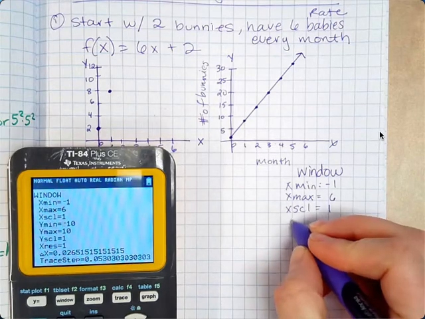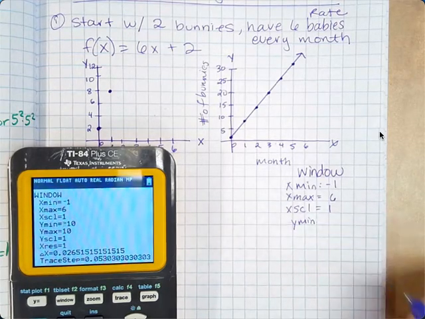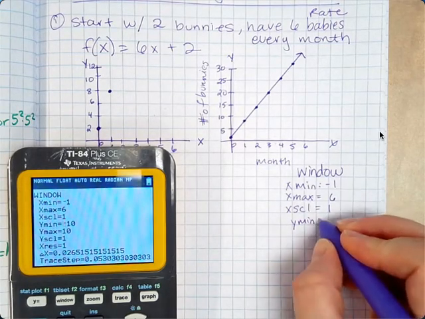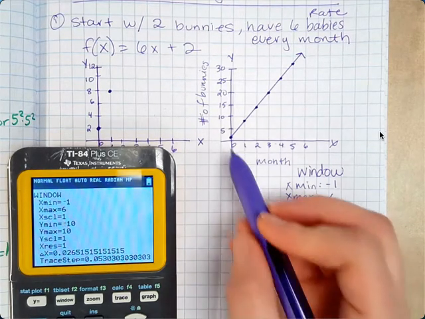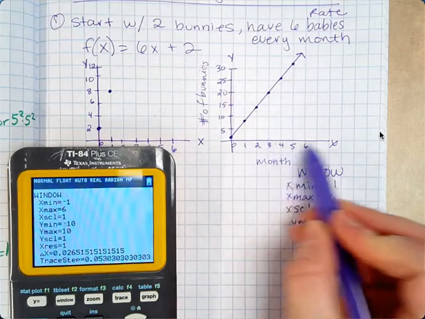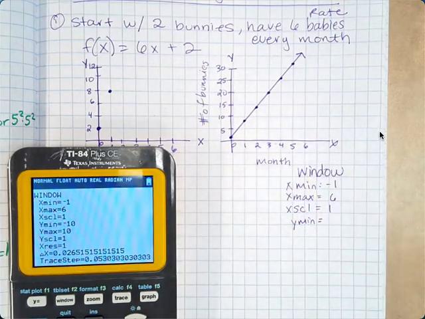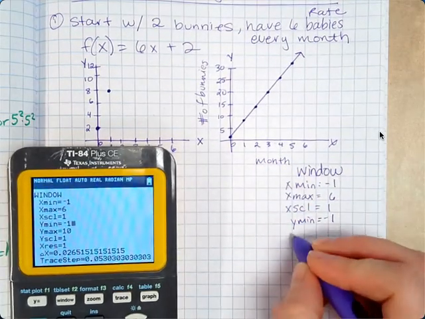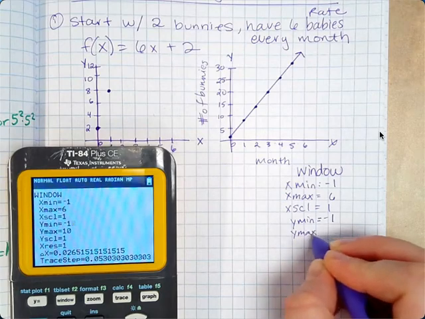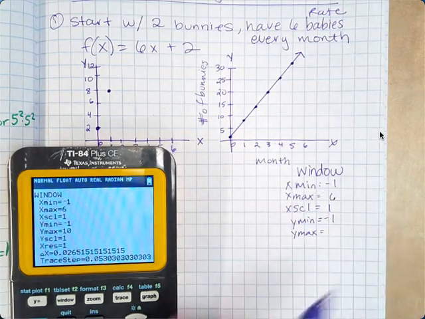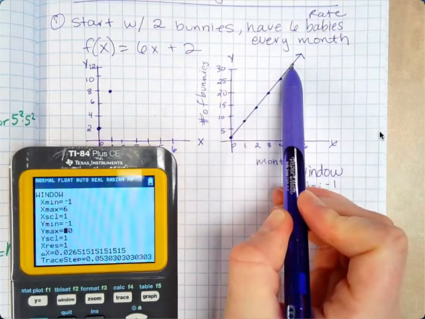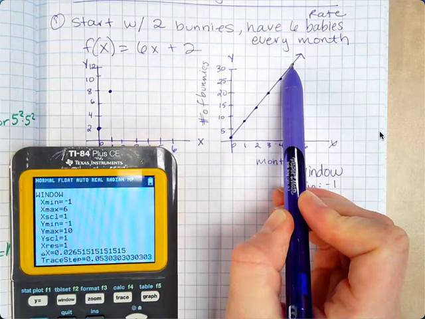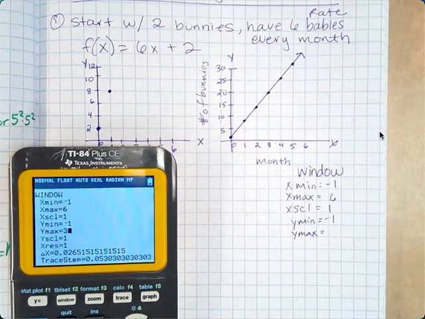Okay, now we're on to y min. What should our y min be? I want to go just a little bit below so I can still see that line. -1. Max, what do you think our y max should be? 30 is here, but what was that highest one? 32. So let's go a little bit above 32. What do y'all think? 35.